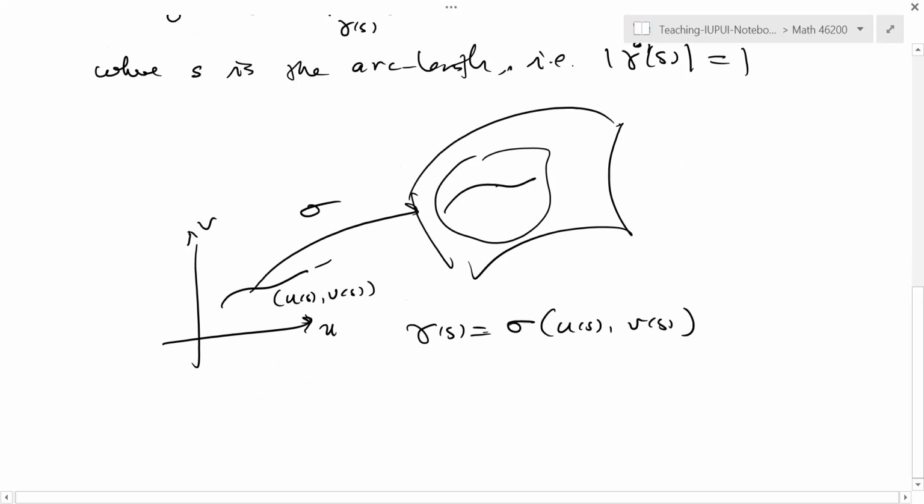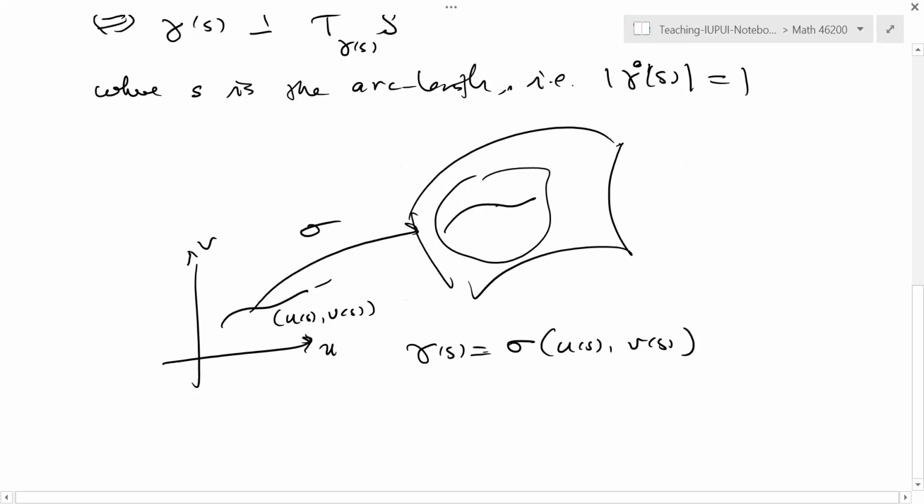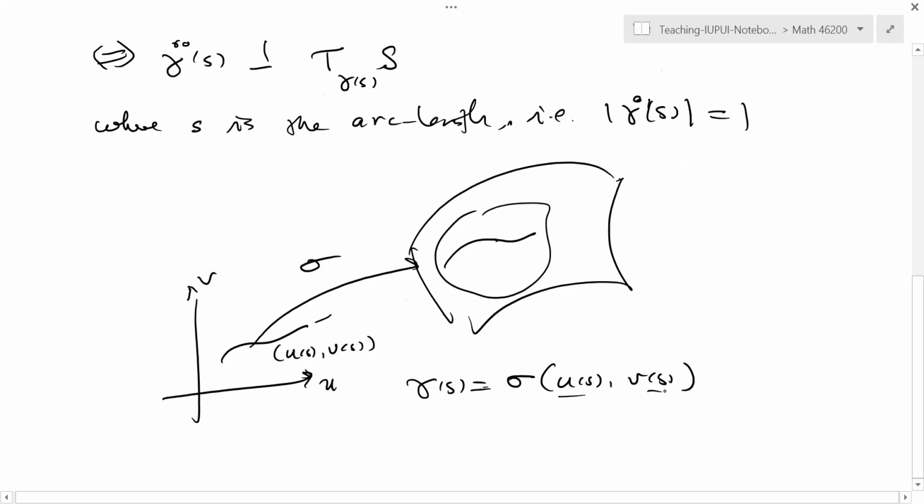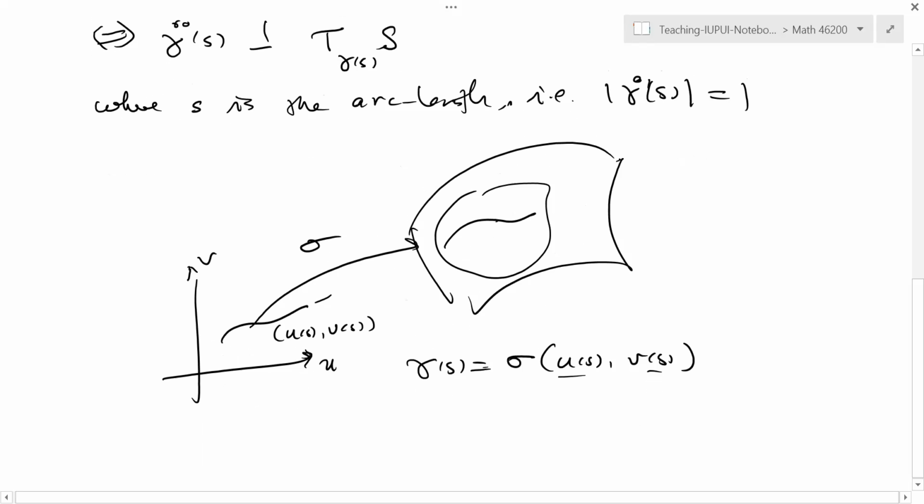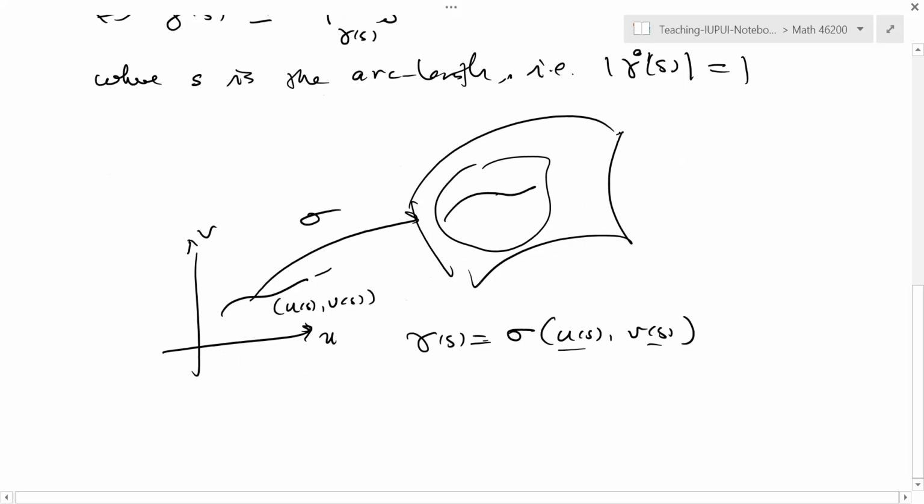We're trying to find the equations for those curves, the equations on these functions u(s) and v(s), and that's the main purpose. So how to do that? Let's compute step by step.